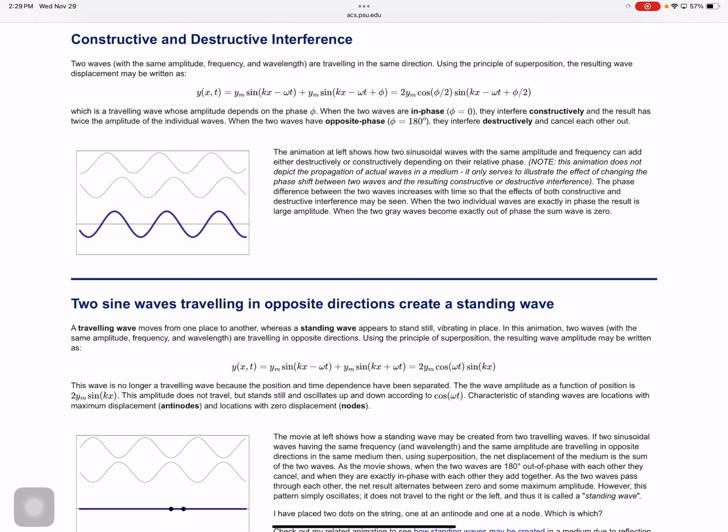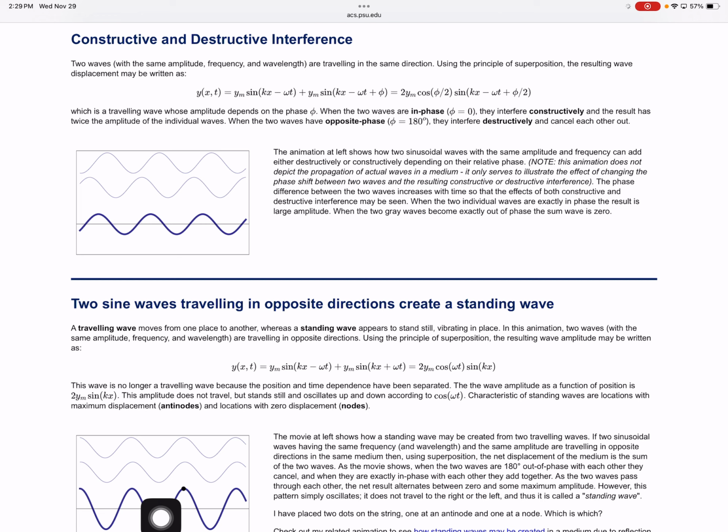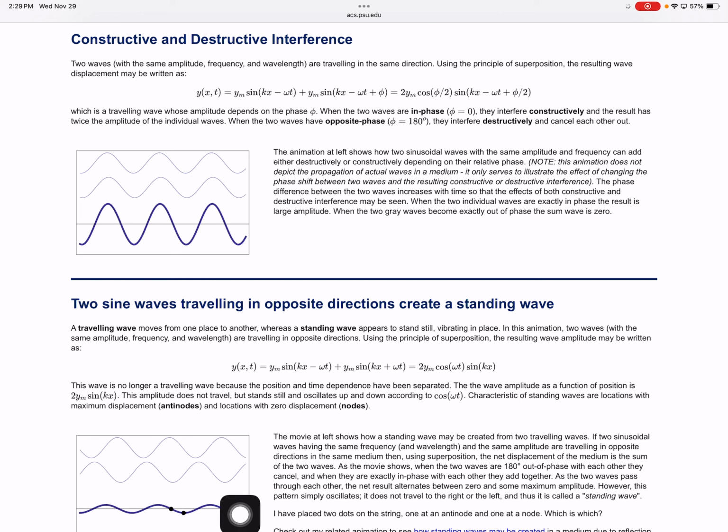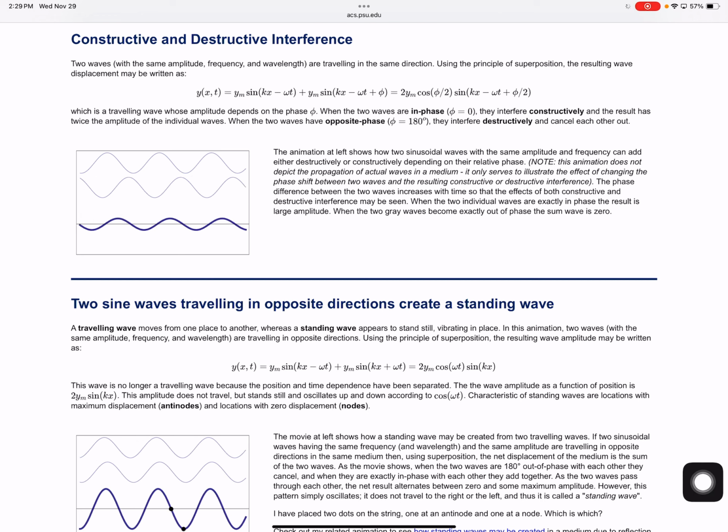And you can see why it's called a standing wave. Does this look like it's traveling? No. Can you scroll down a little bit? Can't see it. It's on the bottom.